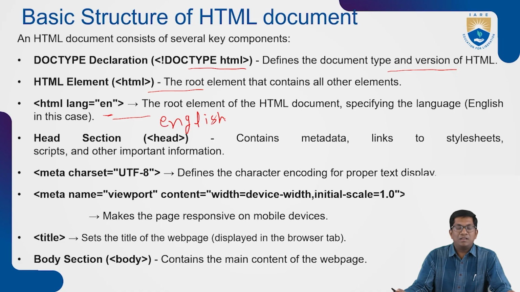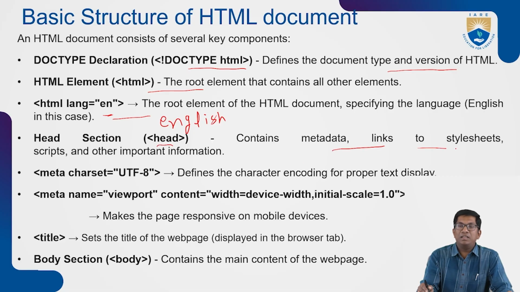Next, head section. Two very important sections in an HTML document are the head section and the body section. What is the use of the head section? You have to use the element head. It contains metadata, links to style sheets, scripts and other important information. All this content will be written in between the head section.